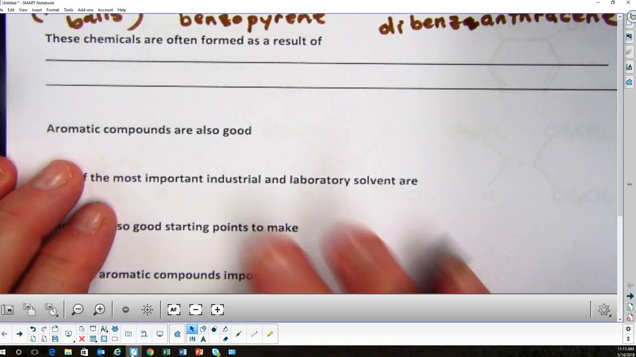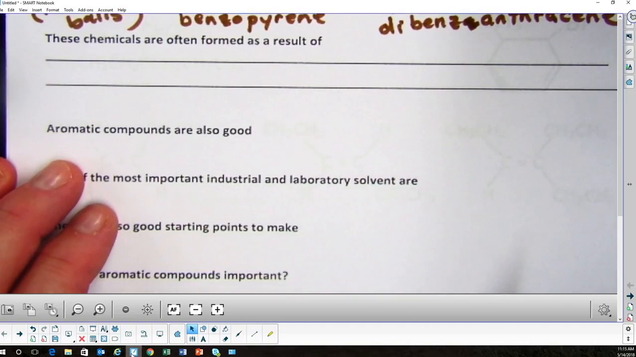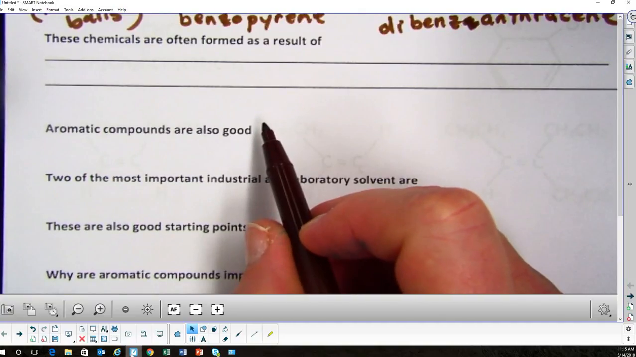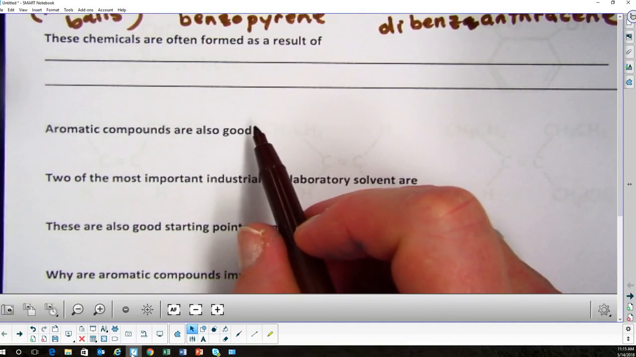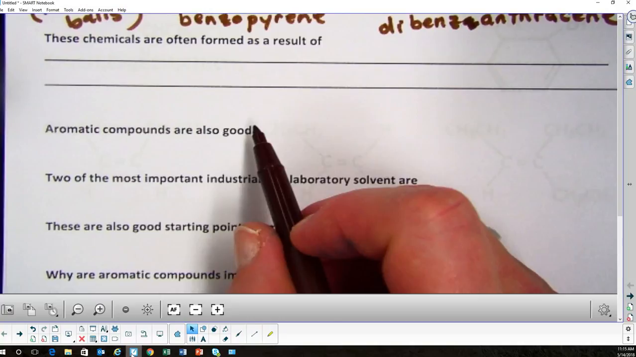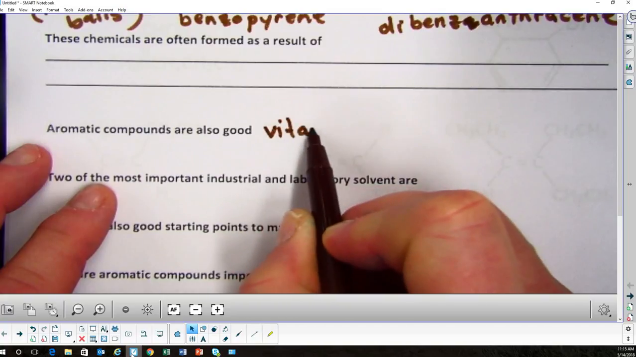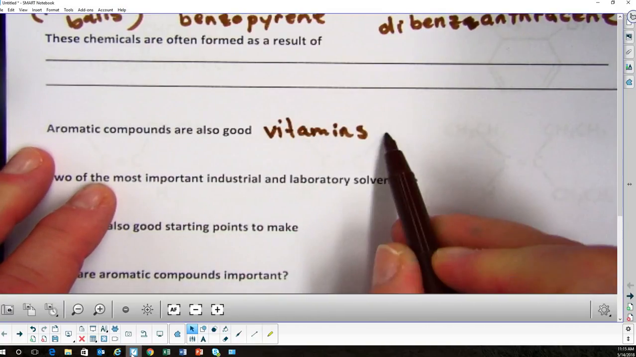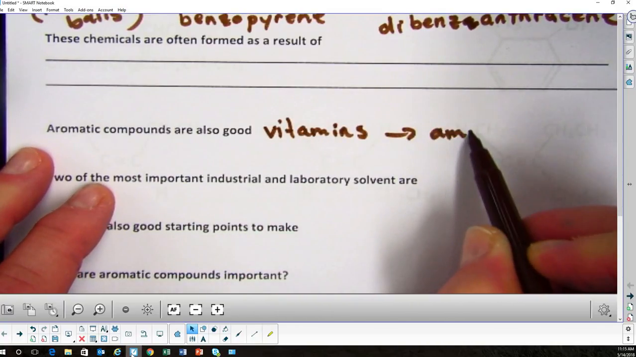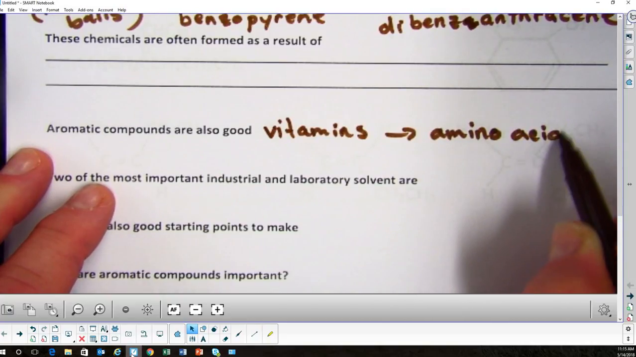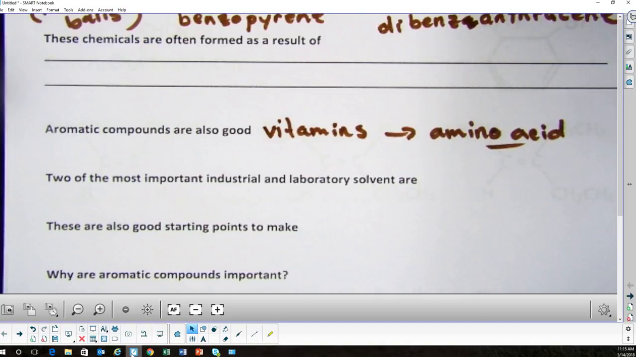Okay, so aromatic compounds can also be good. We do use them. This is where we get things that we need to synthesize vitamins in our body. This is where we get our amino acids. A lot of our amino acids have benzene rings in them. Okay, so we do need aromatic compounds.